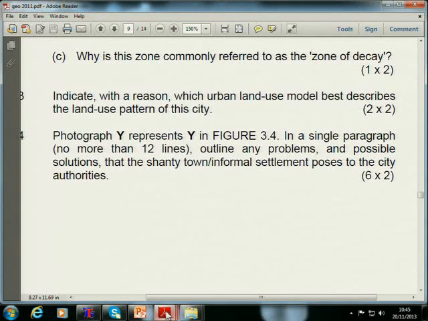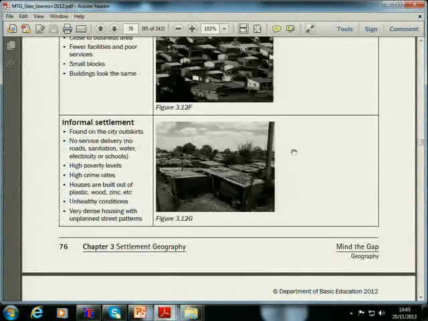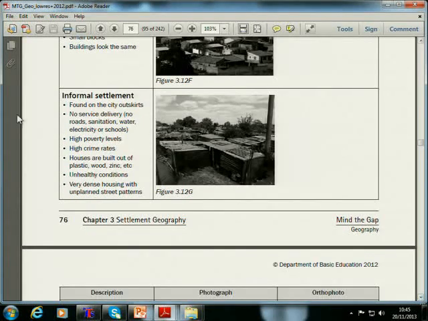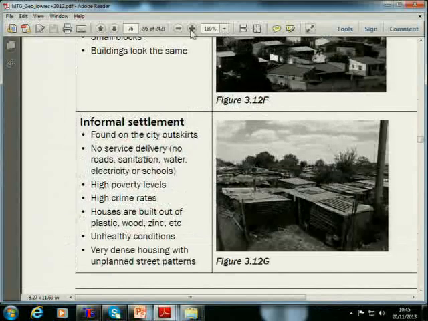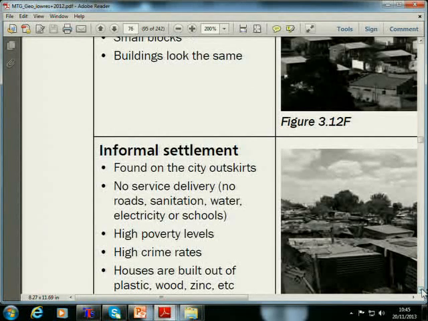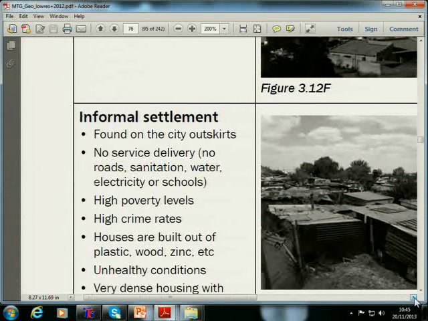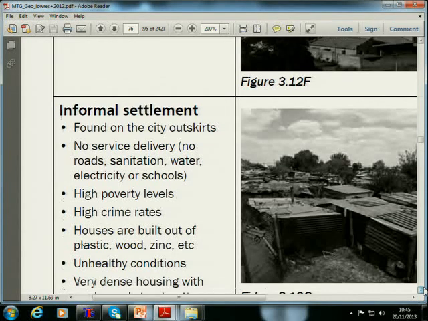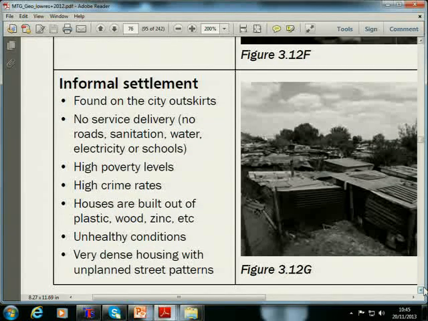Remember, now let's look at the characteristics. If we look at the characteristics of an informal settlement, we are going to be able to see the problems that are there. Now let us again maximize. There it is. What are the characteristics of an informal settlement? It says this is found on the city outskirts, like we've seen in our diagram. And then problem number 1, in informal settlements there is no service delivery.